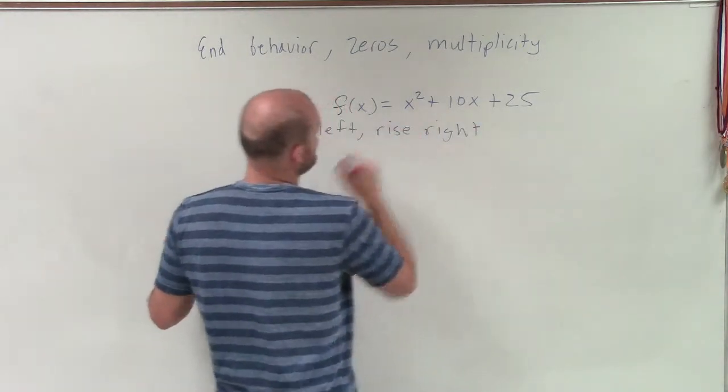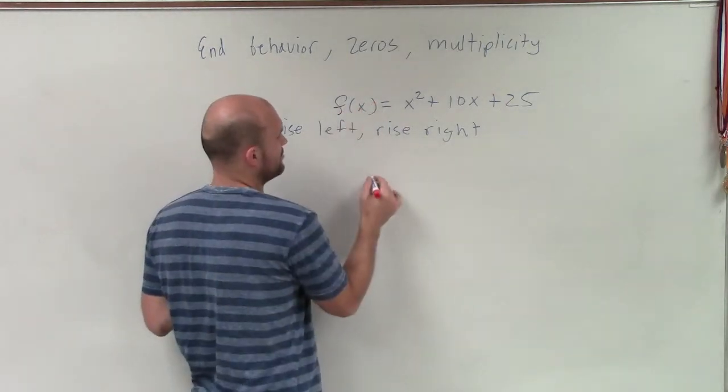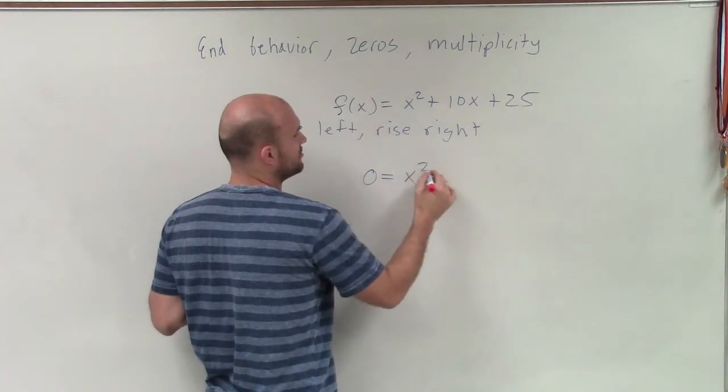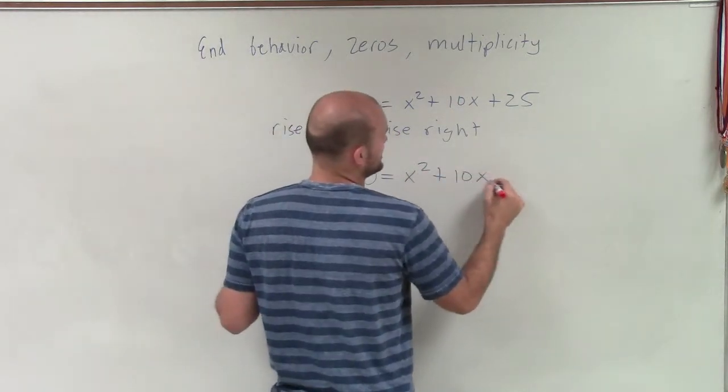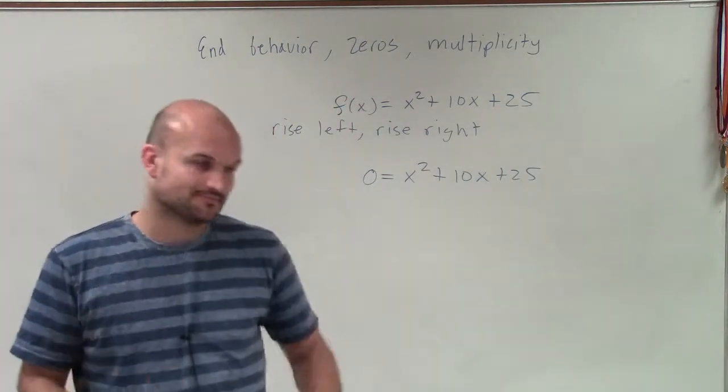Now we need to get into the fun part as far as finding the zeros. So to find the zeros, we need to take our f of x, our output value, and set it equal to 0. Then we're going to set our polynomial function equal to that 0. And now we need to find the values of x that are going to make this equation true.